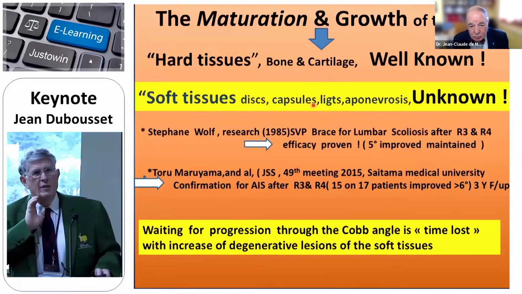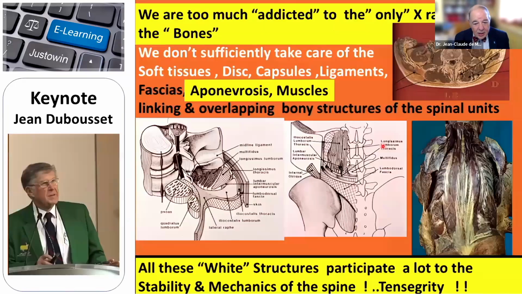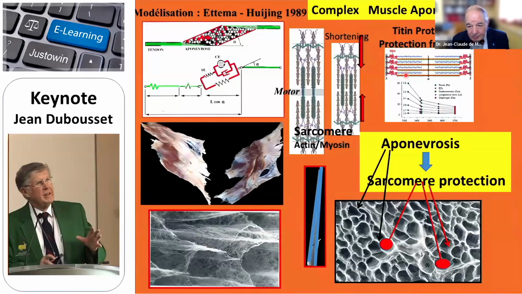So soft tissue, we don't know a lot about soft tissue with scoliosis. You will see after, in the second part of today, we have some publications working on soft tissue. But at this time, till now, we don't know a lot. We work also with what is shown with the X-ray, with the bone.